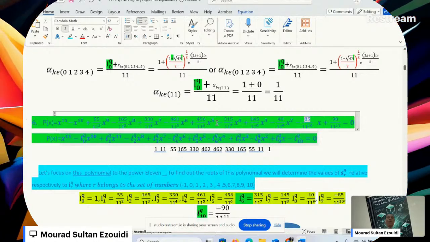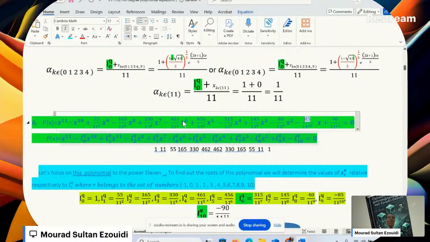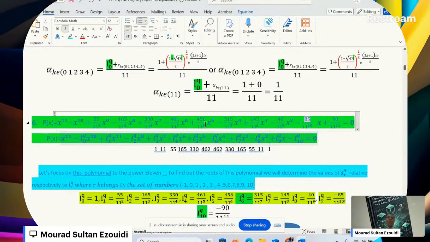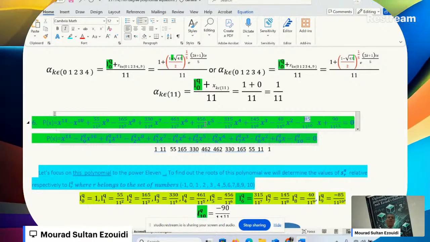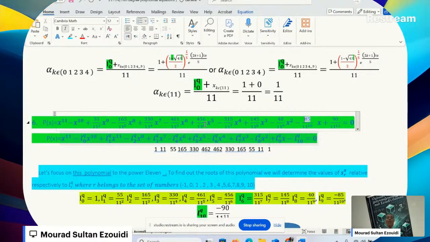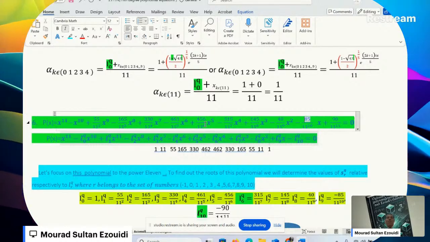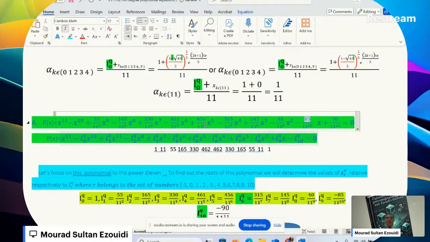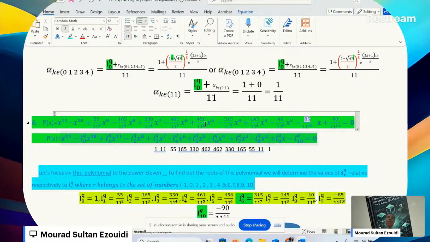Those who are still watching and joining the lecture, type this and put it into ChatGPT, Grok, or DeepSeek, and they will never find the solution. They will try to use the middle method, rational theorem, approximated method. Then at the end, they will tell you that it's impossible to solve this to the power 11. This is AI, artificial intelligence. But here, Mourad Sultan Ezouidi invents, let's say, a new theorem that can deal with this high degree equation.